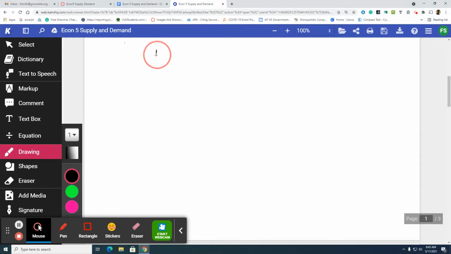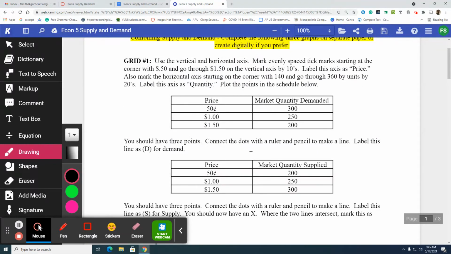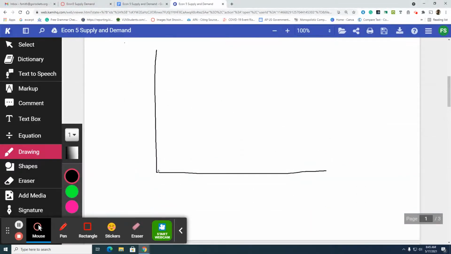It doesn't have to be perfect because I'm just doing this by hand. There is the vertical and horizontal axis. Then it says mark evenly spaced tick marks starting at the corner with 50 cents going through $1.50 on the vertical axis by 10. And so this is 50 cents, and let's say 0.6 and 0.7. And you'll be doing this the whole way through $1.50.